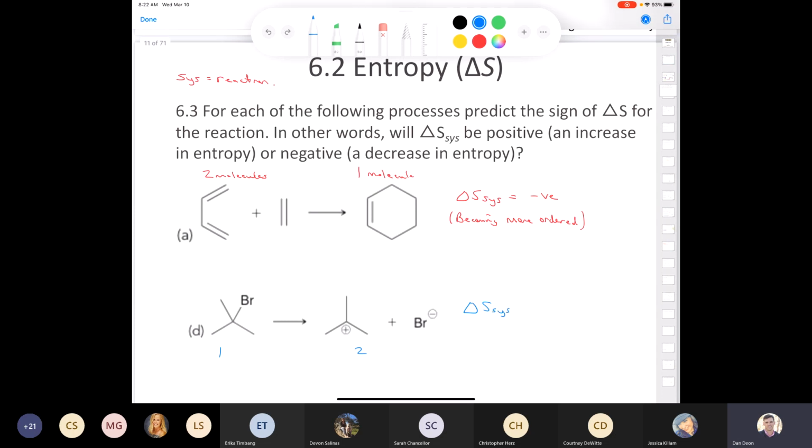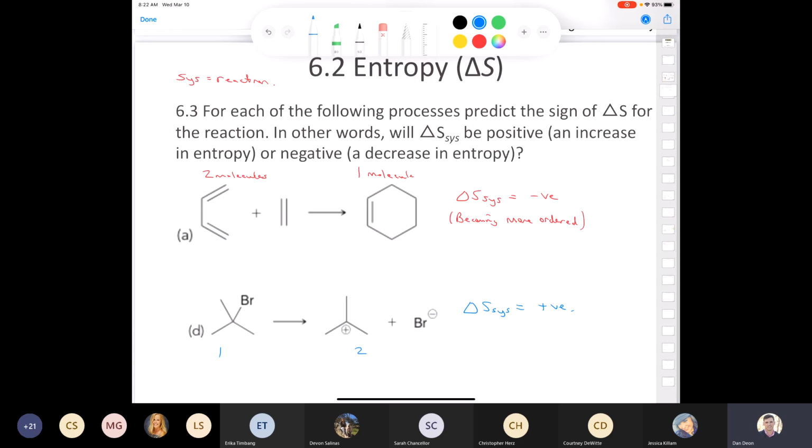Oops, it is going to be positive because disorder is increasing, right? There's more ways that we can organize two things than we can one thing. All right, and that's kind of a simple treatment, but it's going to suffice for Chemistry 3101.